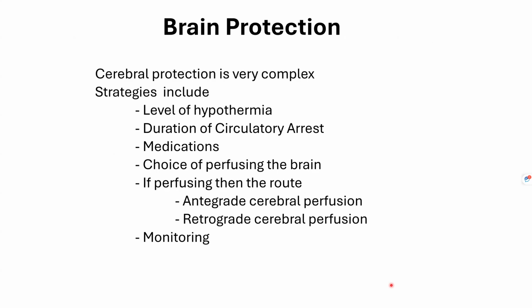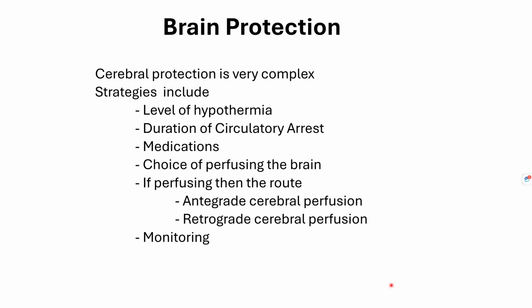The next thing is protecting the brain. The whole process of cerebral protection is very complex. As I already mentioned, it depends upon how much you're cooling and how long you're planning to stay on circulatory arrest. You have to plan and give the proper medications to protect the brain. And then the next thing is, do you want to perfuse the brain selectively to protect it from damage? You can think of it as similar to our cardioplegia. We already arrest the heart, but we still give cardioplegia because you want to protect it further. You go an extra step to protect your heart.